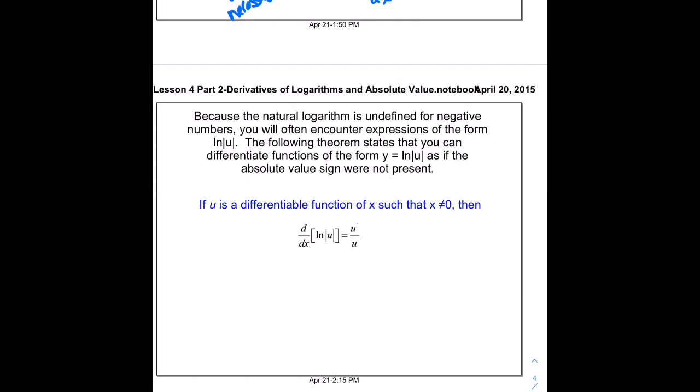Because the natural logarithm is not defined for negative numbers, you will often encounter expressions of the form the natural log of the absolute value of u, excuse me. Basically what this is saying is if you are presented with this, you can just treat it like the natural log of u.